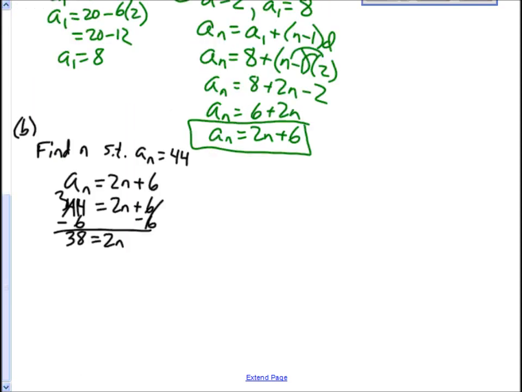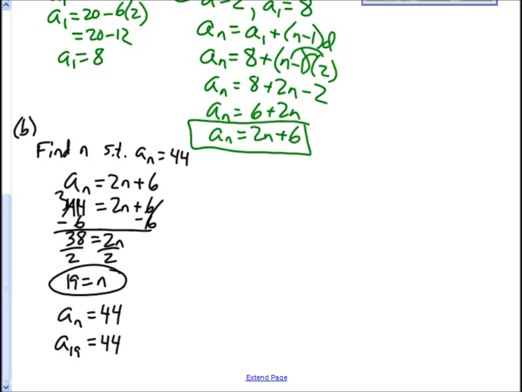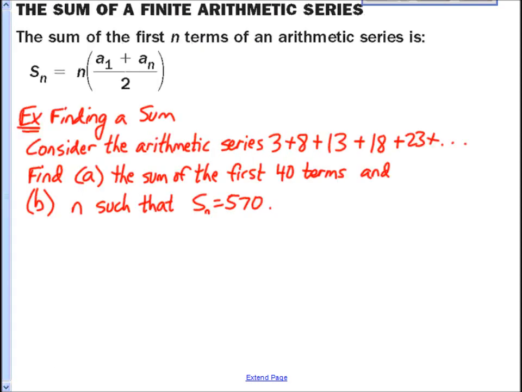So get a little room here. Oh my gosh, arithmetic's struggling today. So 19 is my n. That's my n. In other words, you know how they said the nth term is 44? That means the 19th term is actually 44. Right? Okay, good problem there. Let's move on here.